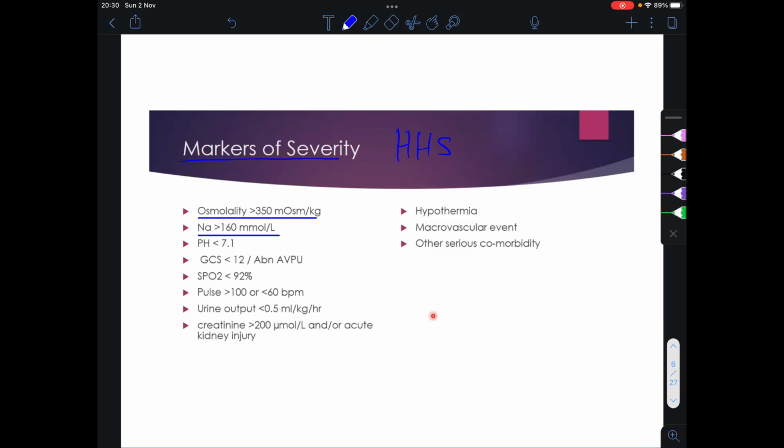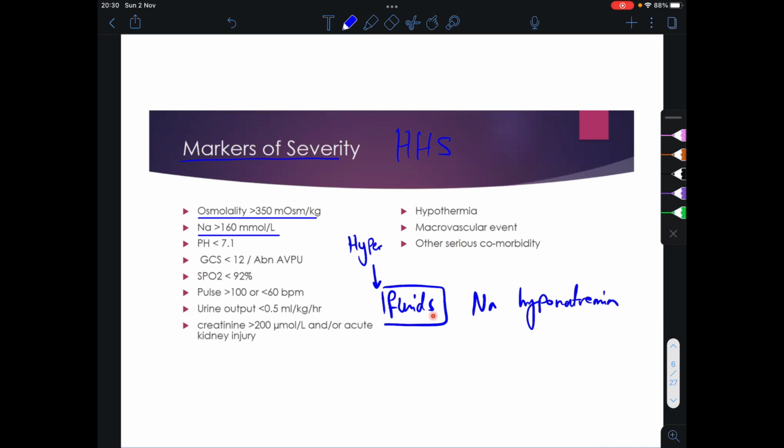A sodium of more than 160 millimoles. Usually in patients who have hyperglycemia, there is osmotic diuresis and increased fluids within the patient, and that actually lowers the sodium. So usually they have hyponatremia.